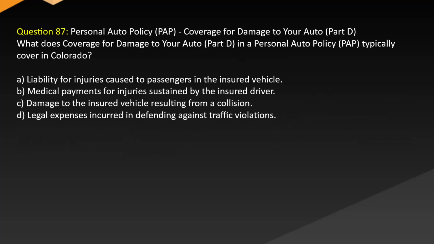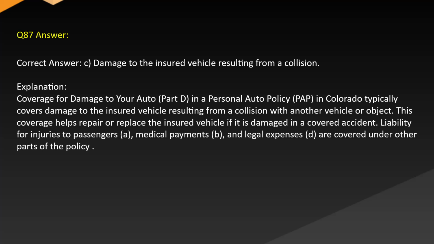Question 87. Personal auto policy, PAP. Coverage for damage to your auto, Part D. What does coverage for damage to your auto, Part D, in a personal auto policy, PAP, typically cover in Colorado? A. Liability for injuries caused to passengers in the insured vehicle. B. Medical payments for injuries sustained by the insured driver. C. Damage to the insured vehicle resulting from a collision. D. Legal expenses incurred in defending against traffic violations. Correct answer: C. Damage to the insured vehicle resulting from a collision.